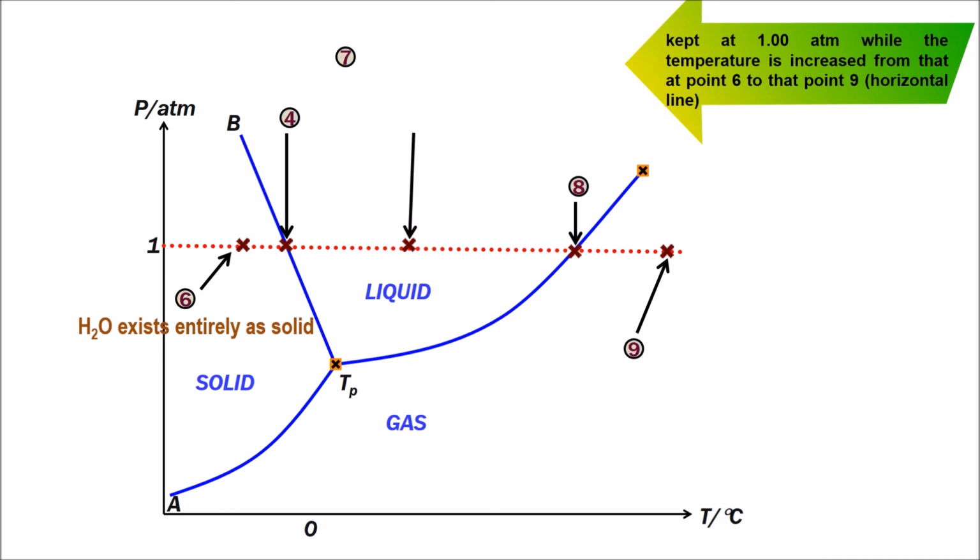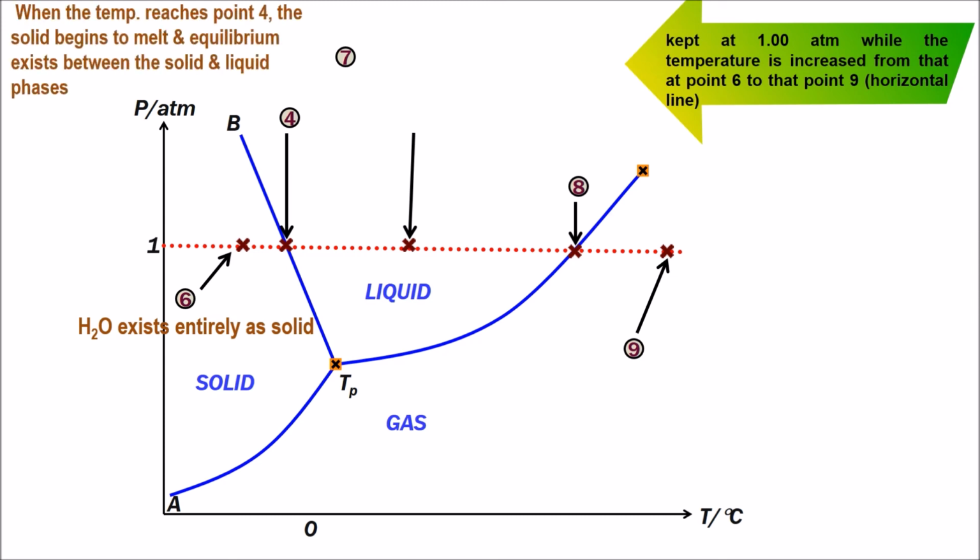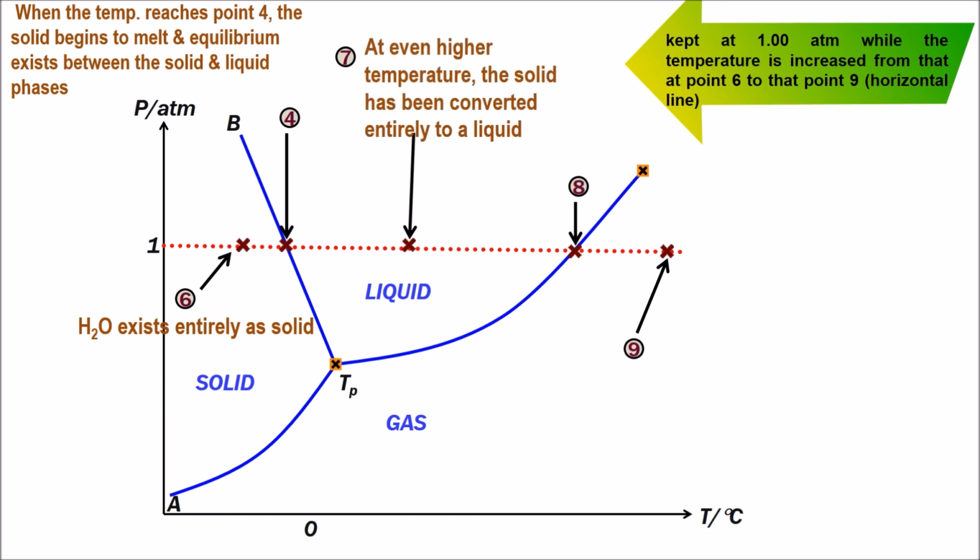We need to explain the phase changes that occur. For point 6, it is in the solid area, which means that water will exist entirely as solid. At point 4, when the temperature reaches point 4, the solid begins to melt and equilibrium exists between the solid and liquid phases. Point 7 is in the liquid area. At even higher temperature, the solid has been converted entirely to a liquid.